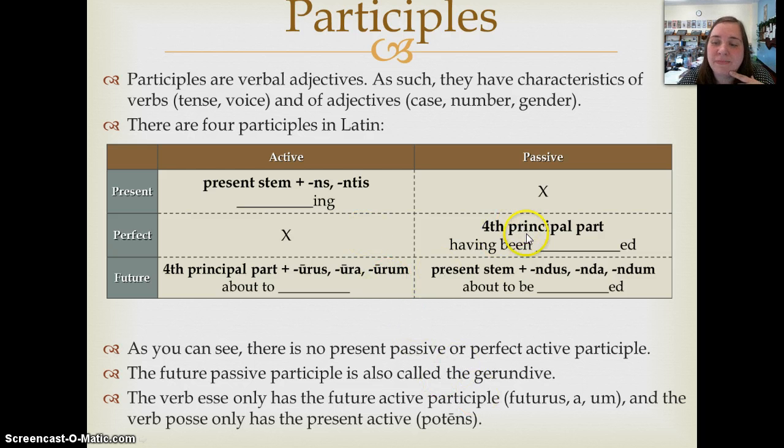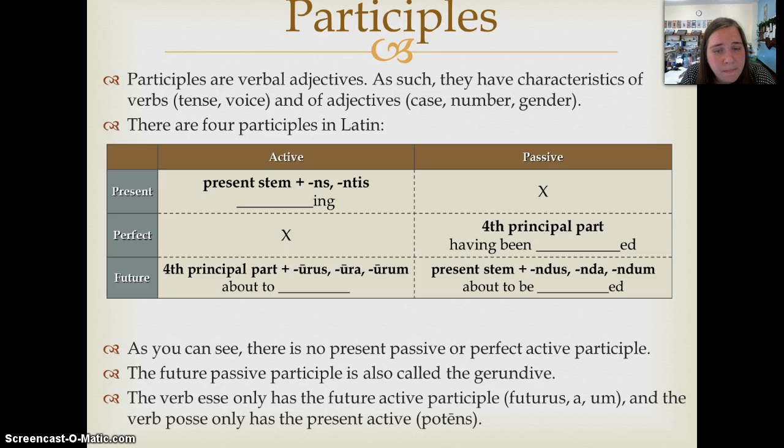The perfect passive participle is the fourth principal part. So if you change the ending on the fourth principal part to match a noun in the sentence, then you have the perfect passive participle. Perfect passive participles translate as having been blanked, okay? So a song having been sung, a word having been spoken, a course having been run, so on and so forth, okay?